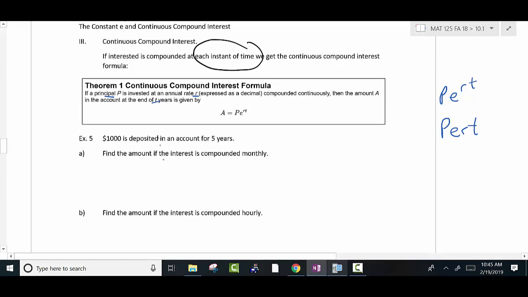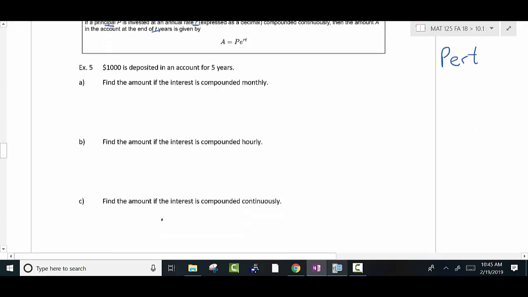All right, so what we're going to do is work with the formula a little bit. This one says find the amount if the interest is compounded monthly, and then we're going to go hourly, then continuously. So for the first two problems, we're just going to use the compound interest formula, and when we get down to part C, we're going to use the Pert shampoo formula. And we're going to see what happens on this.